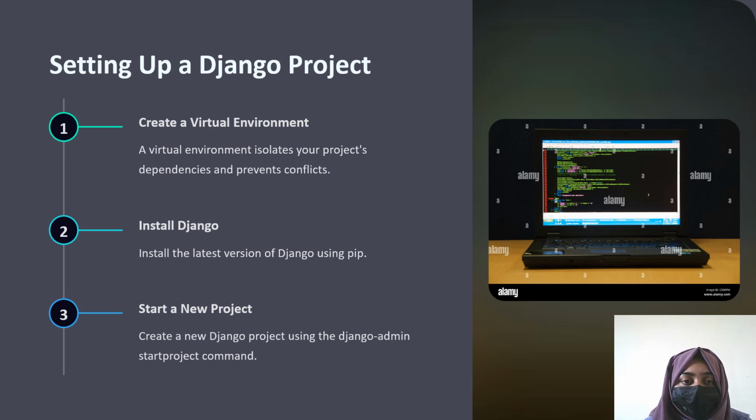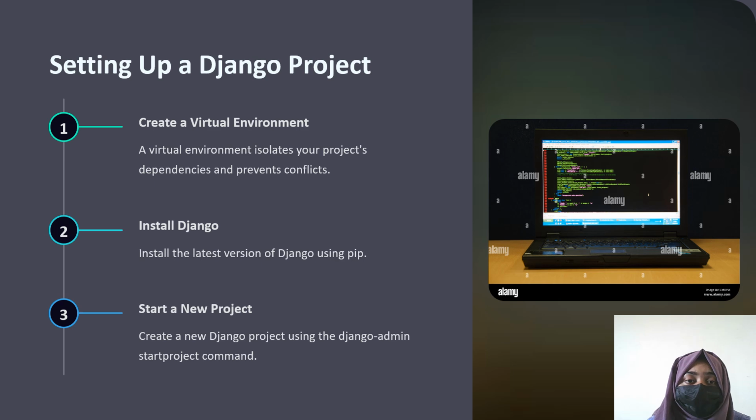Setting up a Django project means creating a virtual environment, installing Django, and starting a new project. These are the major steps to start a project in Django. We have to create a virtual environment where we can install Django as well as start a web project, whatever we are going to work on.